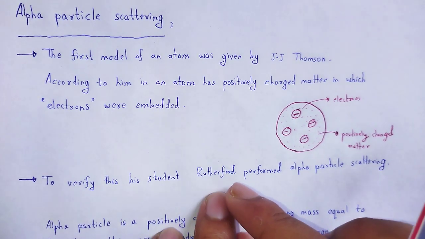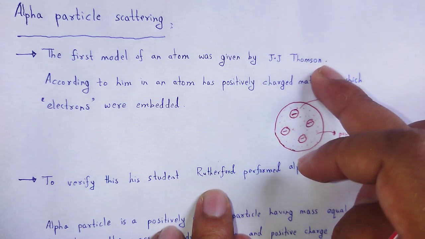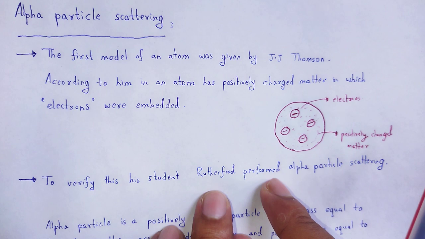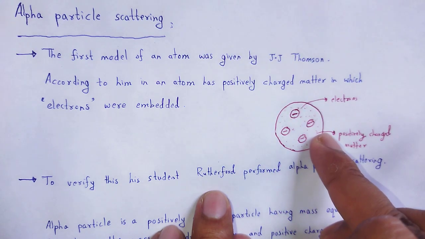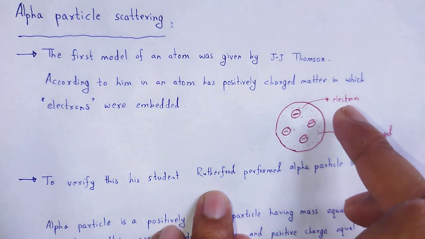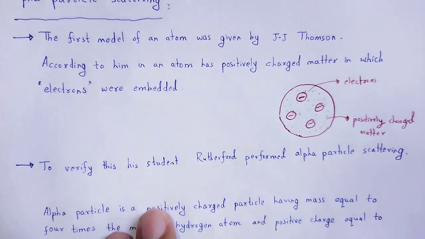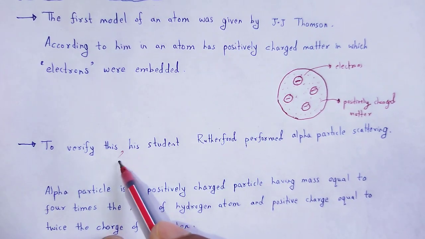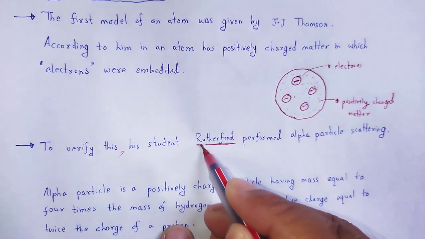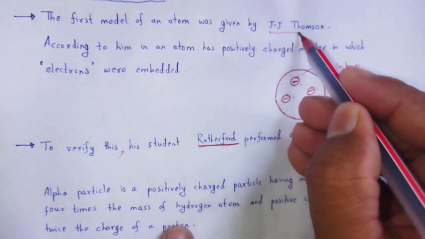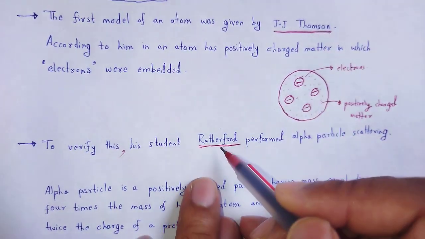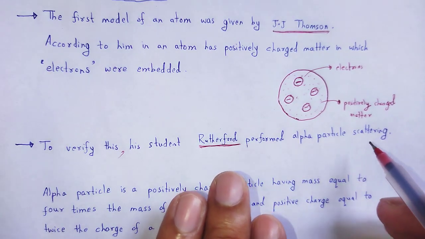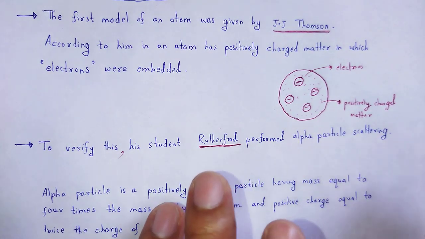Rutherford, one of the students of J.J. Thomson, tried to perform an experiment to show what exactly the model of an atom is. To verify this, Rutherford performed the very famous alpha particle scattering experiment. So, what is an alpha particle?